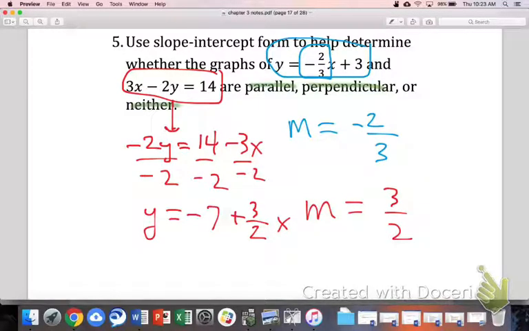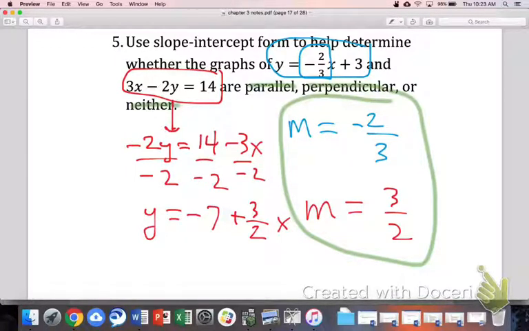So now let's compare the slopes. Are they the same? They are not the same slope. Are the slopes opposite and reciprocal? Yes, they are, right? They're flipped and they're different signs. And that means that these two lines have the relationship of being perpendicular. That would be our final conclusion for that one.